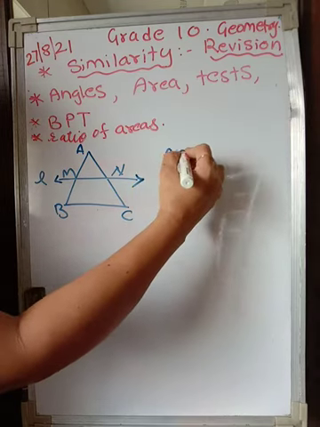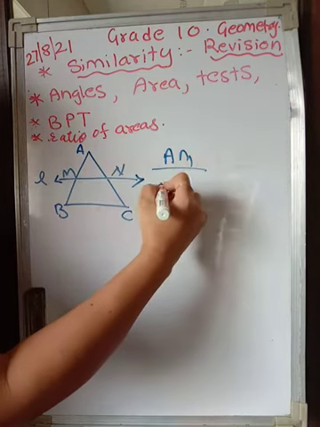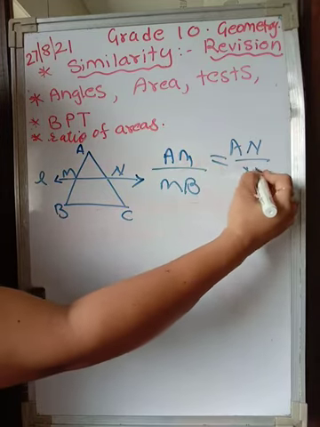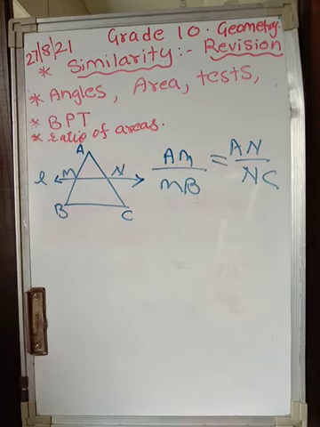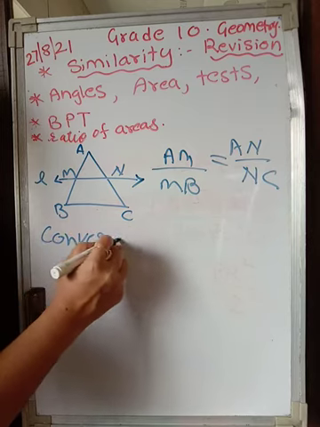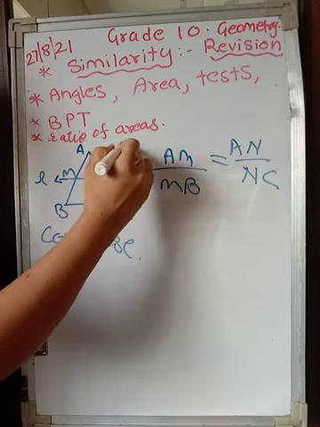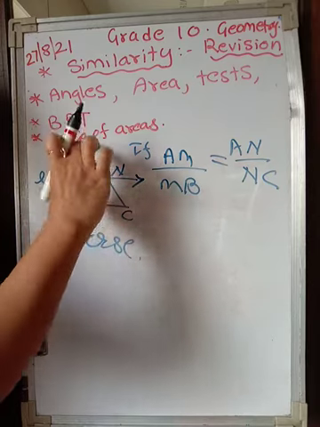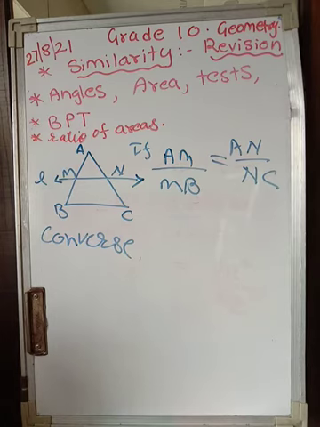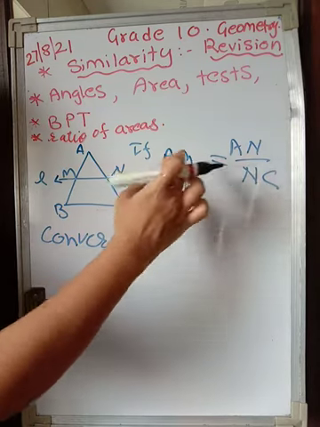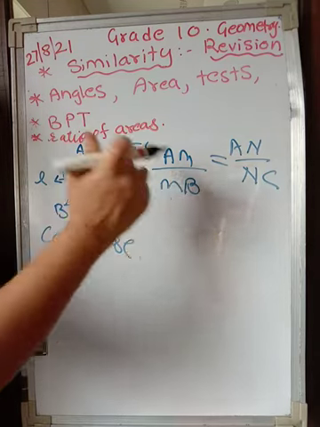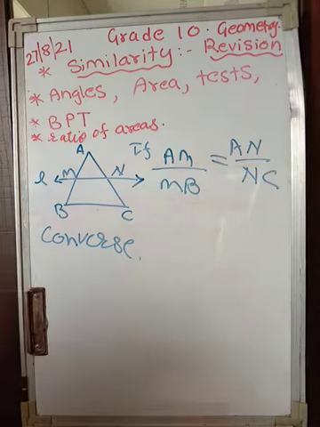What do you mean by that? AM upon MB should be equal to AN upon NC. This is the basic proportionality theorem, if the line is parallel. And what is the converse? In case of the converse, if AM upon MB is equal to AN upon NC, then the line is parallel. That is the converse. Please remember. So if this is the condition, then the line is parallel. That is the converse. If the line is parallel, then this is the condition, and that is the basic proportionality theorem. I hope you are understanding.